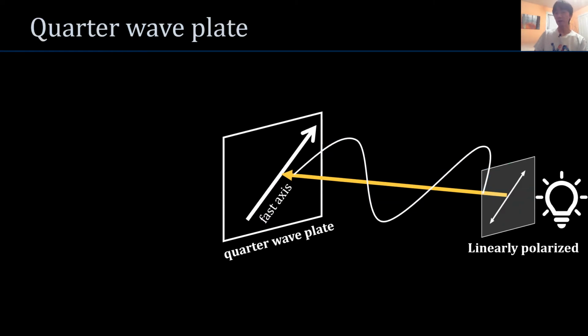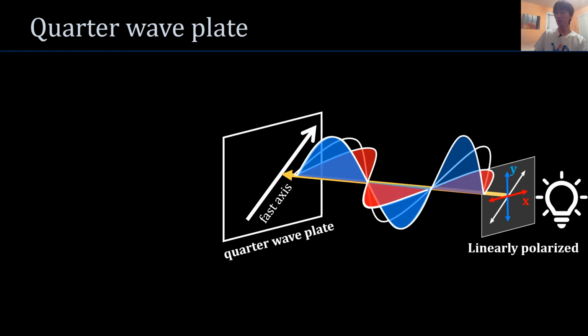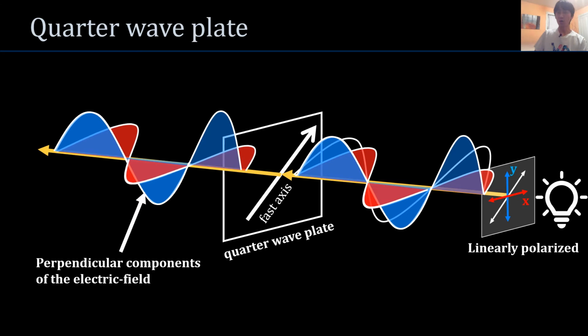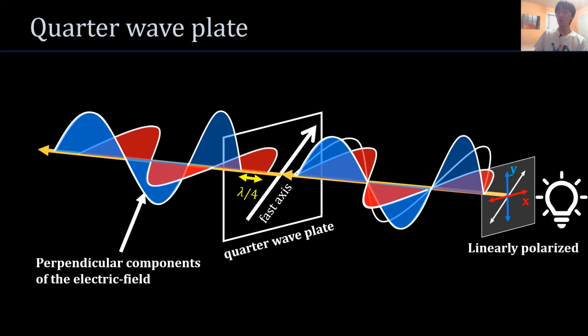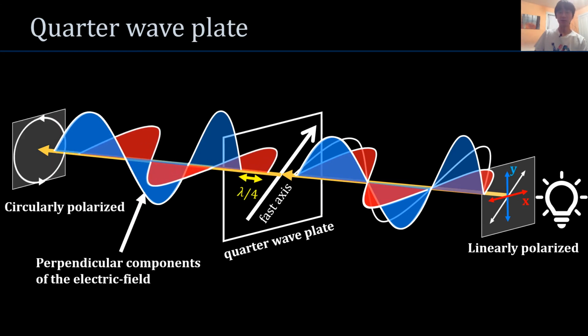Quarter wave plate operates on the perpendicular electric field components. It shifts one of the components by the quarter of wavelength. Using this, a linearly polarized light can be converted to circularly polarized light.